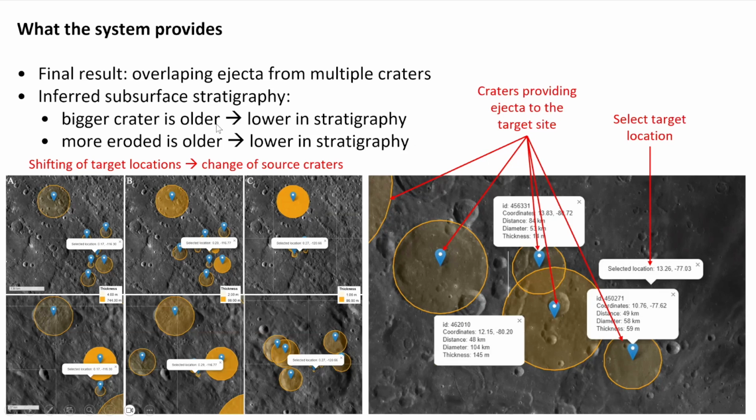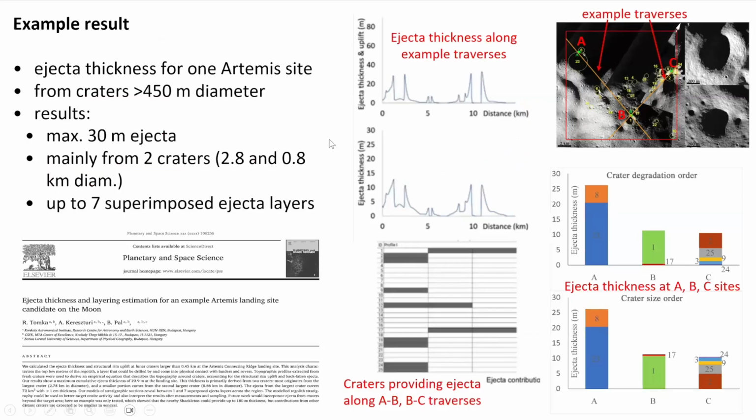Two approaches we are using. The bigger crater is older, but it's a very funny approach. What is more relevant is that the more eroded edge crater is older and can be situated lower in stratigraphy. Here you can see some further examples.